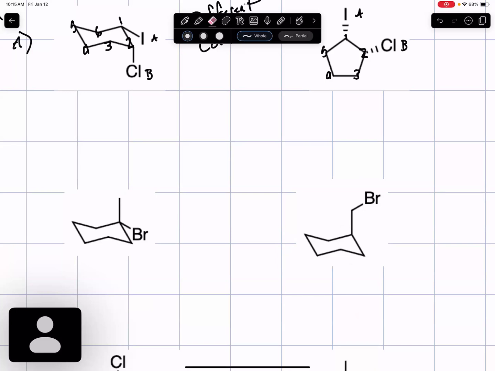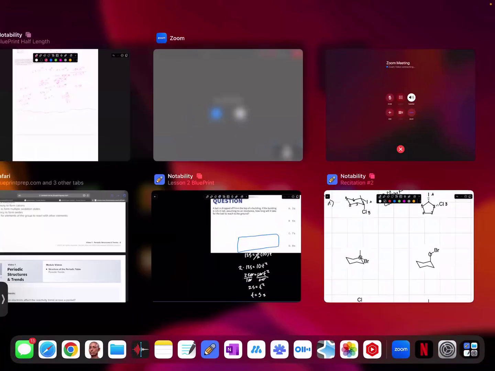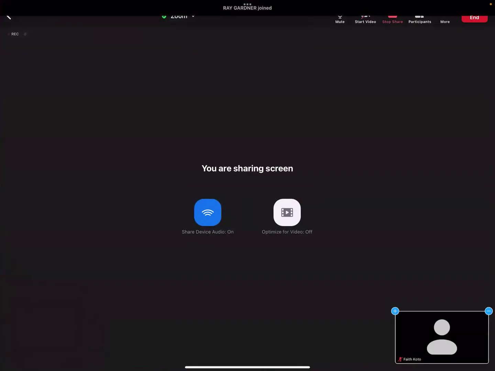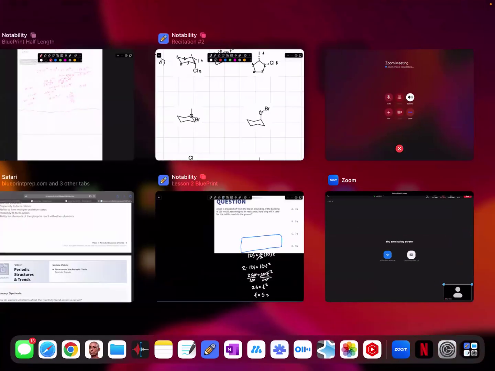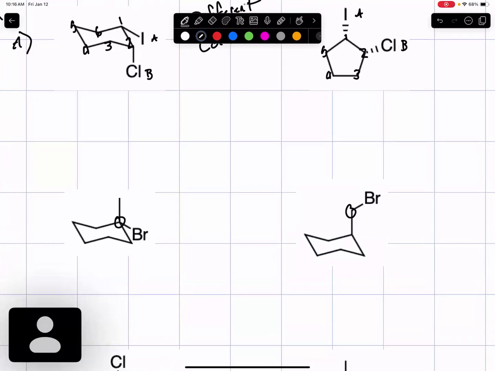Where the bromine is located? Right. It's not located on the ring. Here you could tell it's located on the ring, right? But this is not. This is located on a methyl group. So since it's not located on the ring, it's located on a CH2, a methylene group. We know that these are constitutional isomers.